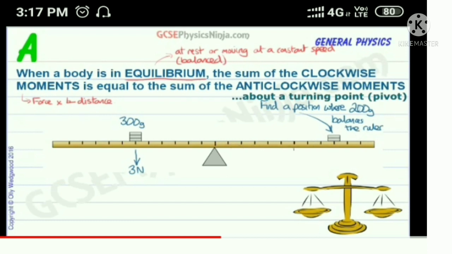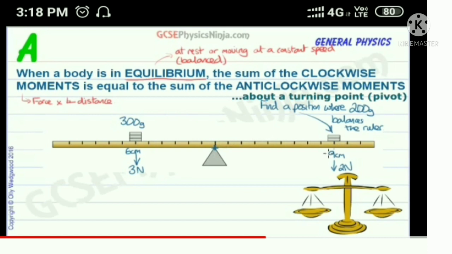Okay, so from here to the center point, let us take 9 centimeter, and on that side the 300 gram weight, let us take how many centimeter? 6 centimeter. Okay, just for this example. So the 300 gram weight is 6 centimeter from the center, and here 9 centimeter from the center. Here it is how many Newton? 2 Newton. Okay, 200 gram weight is equal to 2 Newton. It is acting in the downward direction.